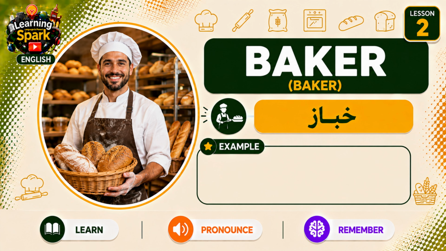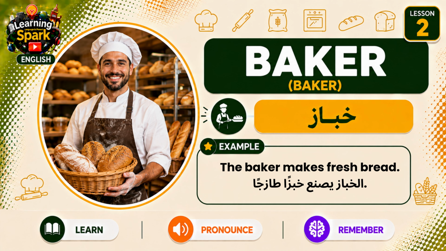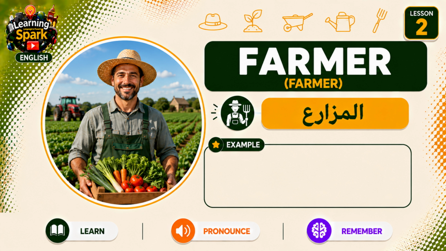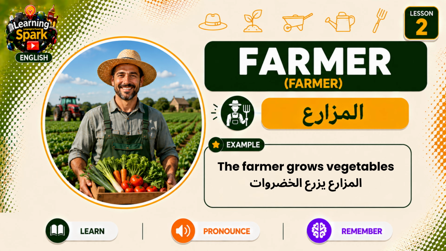Baker. Example: the baker makes fresh bread. The baker makes fresh bread. Farmer. Example: the farmer grows vegetables. The farmer grows vegetables.